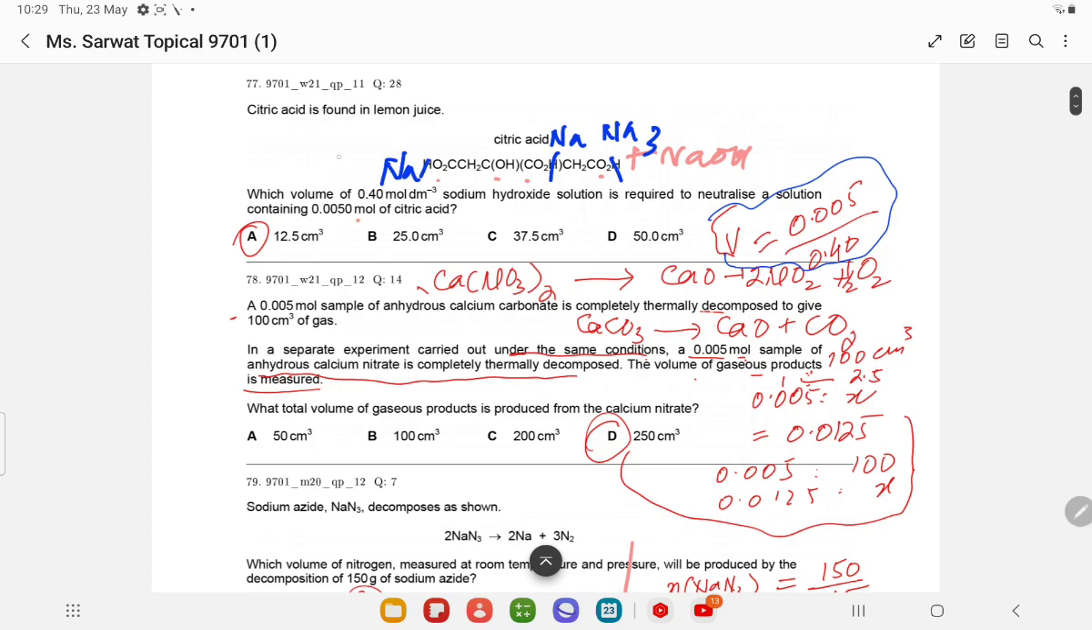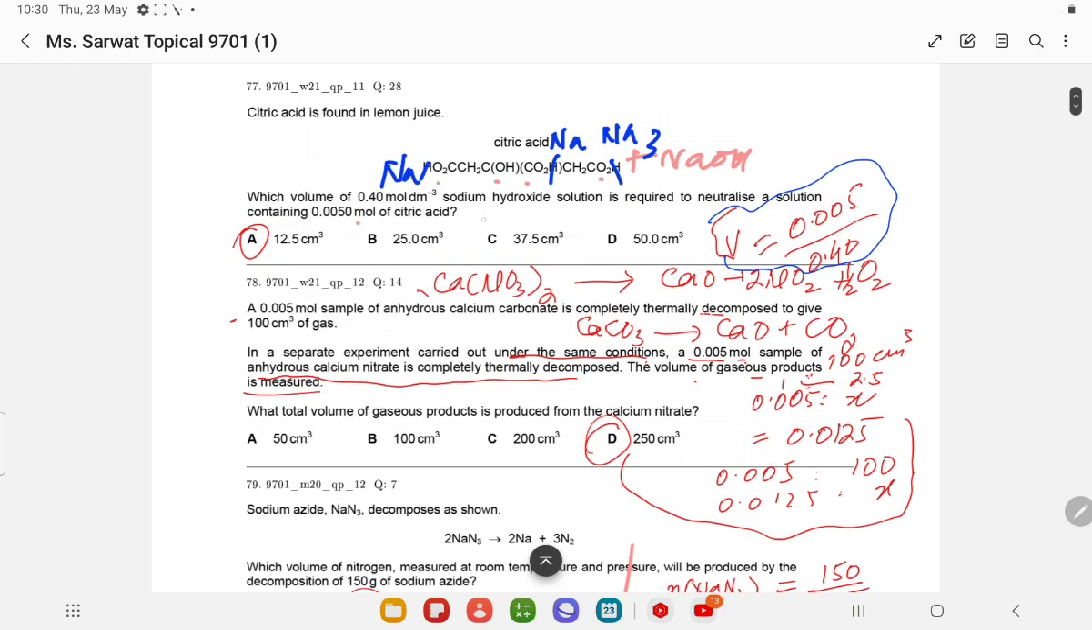Next question is, citric acid is found in lemon juice. So which volume of 0.40 mole per dm cube sodium hydroxide solution is required to neutralize a solution containing 0.0050 mole of citric acid? 12.5 centimeter cube is the best option, and we know how to reach this option. So first calculate the volume of sodium hydroxide.